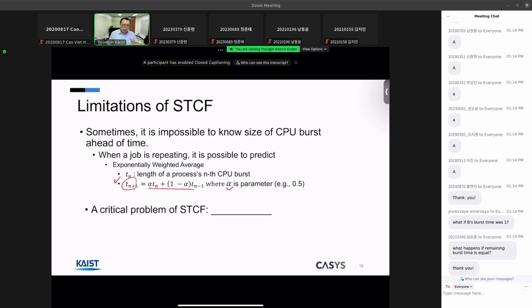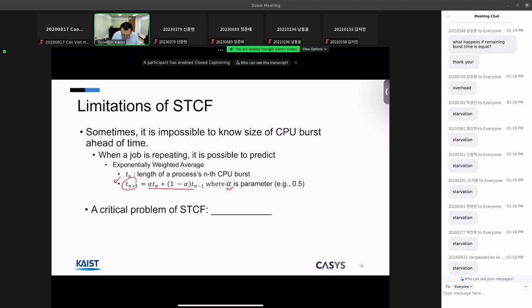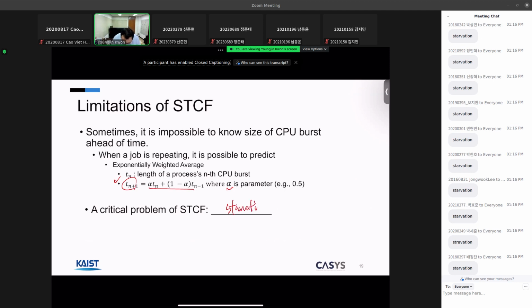And another important limitation of STCF is what? What is the critical problem? Oh no, overhead is also high. The fundamental problem with STCF is starvation. Let's assume your system has n total tasks. While running the system, if short time-to-completion tasks keep coming, then the task with a long time to complete keeps being delayed, therefore causing starvation.